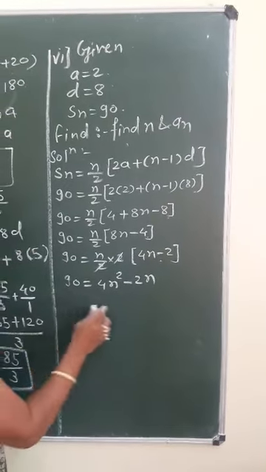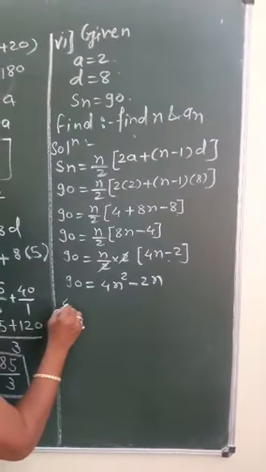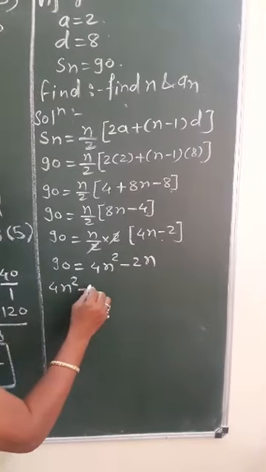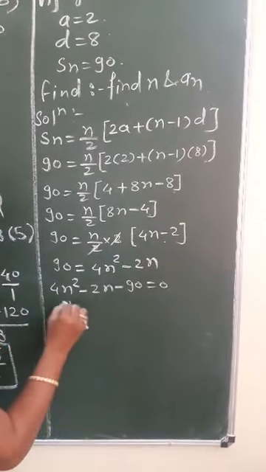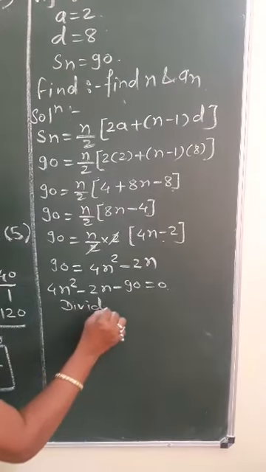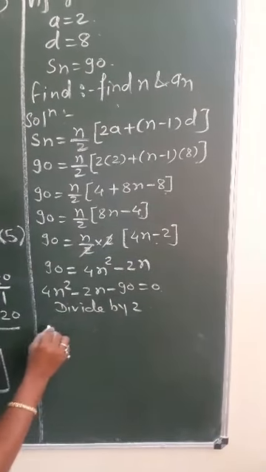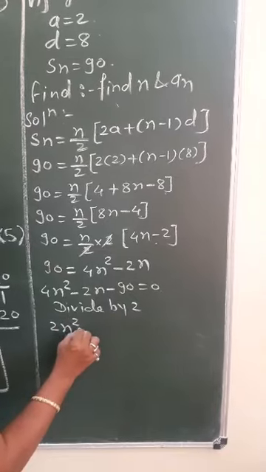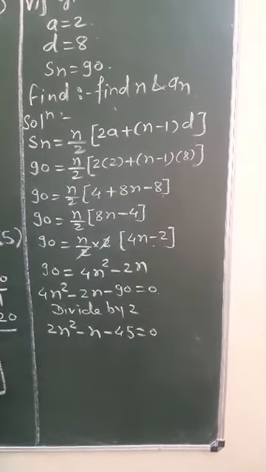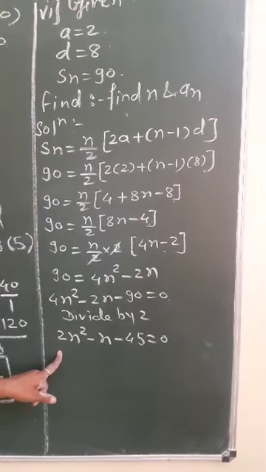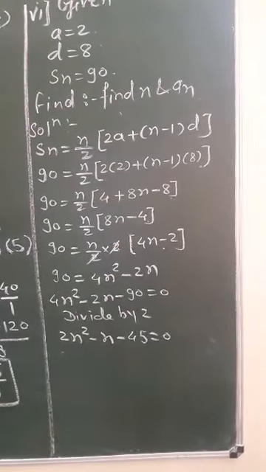We will shift 90 here. You are finding 4n square minus 2n minus 90 which is equal to 0. This whole equation you have to divide by 2. What you will get is 2n square minus n minus 45 is equal to 0. You are finding this is a quadratic equation. It is in terms of quadratic.